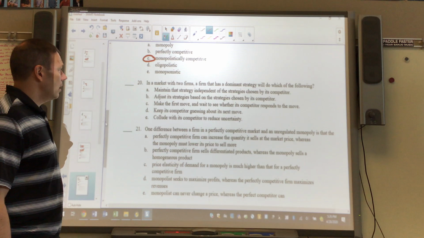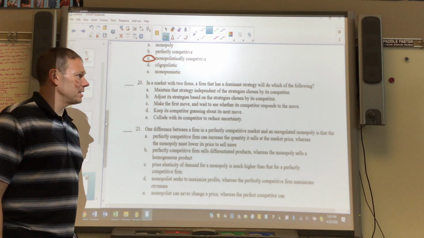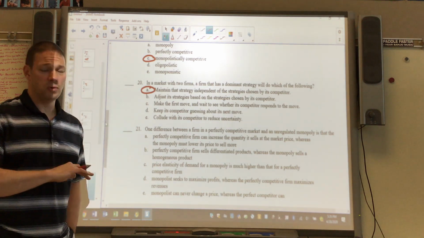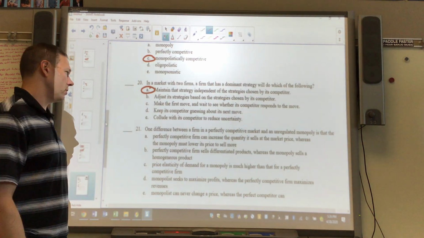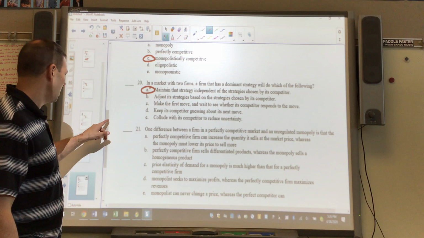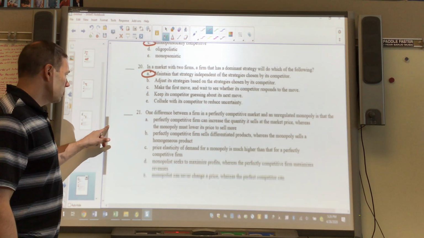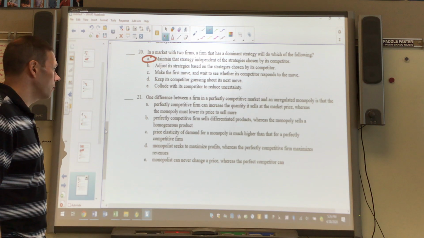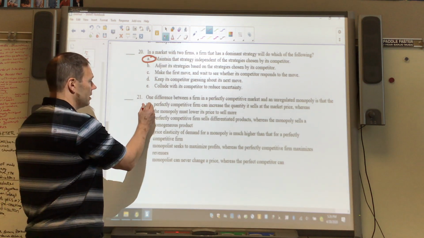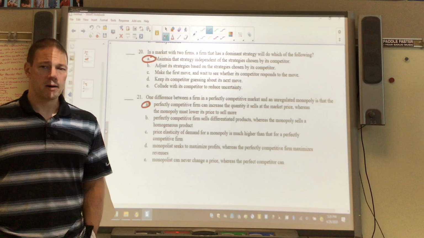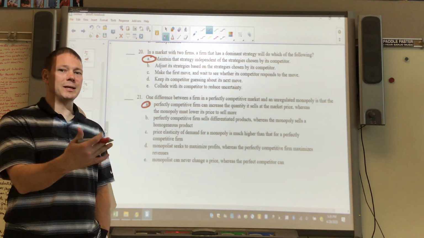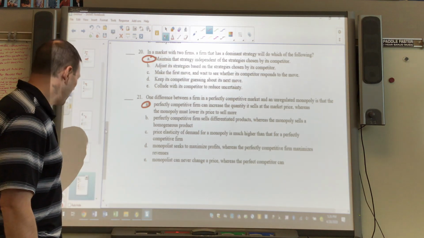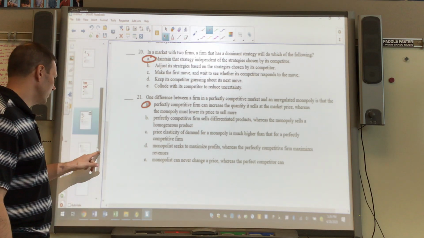All right, number 20, in a market with 2 firms, a firm that has a dominant strategy is going to do which of the following. A is the best description of that. They're going to do pretty much their strategy regardless of what their competitor does. They're always going to end up in the same boat. 21, a difference between a firm in a perfectly competitive market and an unregulated monopoly, and the best answer here is A. Remember, a perfectly competitive firm can produce as much as they want and sell it at the market price. But a monopoly has that pesky downward sloping demand curve, so to sell more, they have to lower their price.